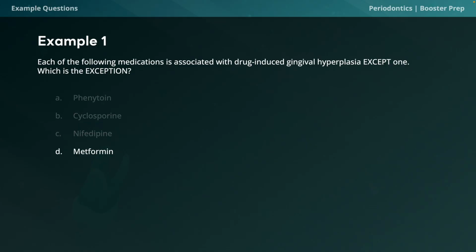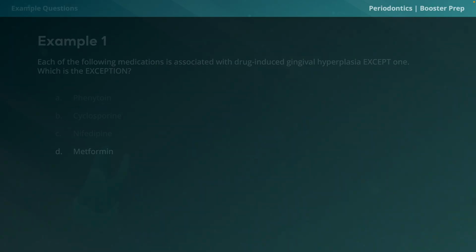Remember, drug-induced gingival hyperplasia is associated with three main drug classes: anticonvulsants, immunosuppressants, and calcium channel blockers. Metformin is an anti-diabetic agent, and it's not known to cause gingival overgrowth. Therefore, it's the exception in this list.